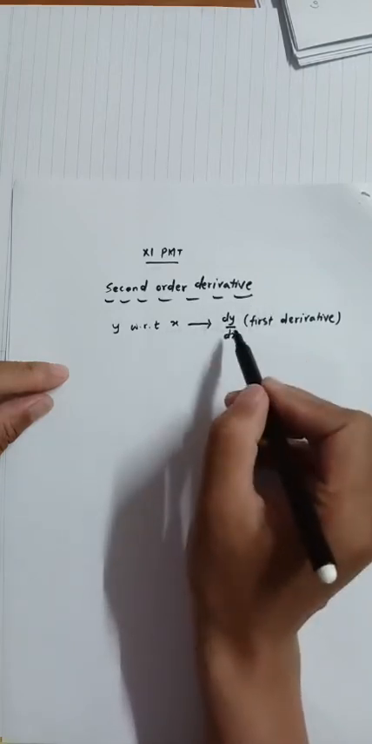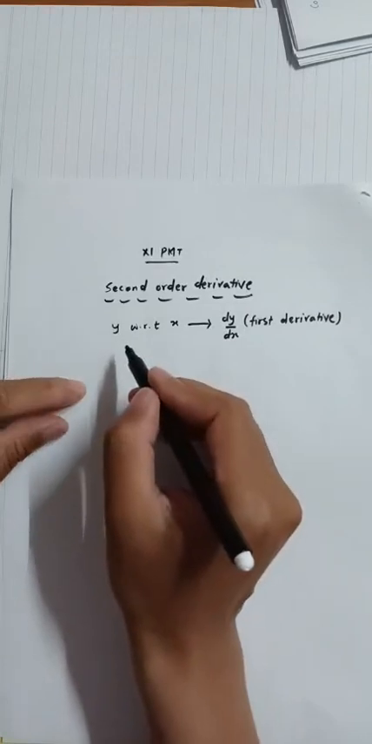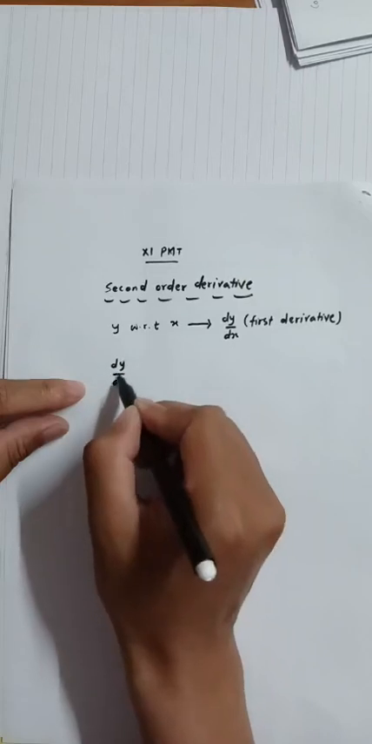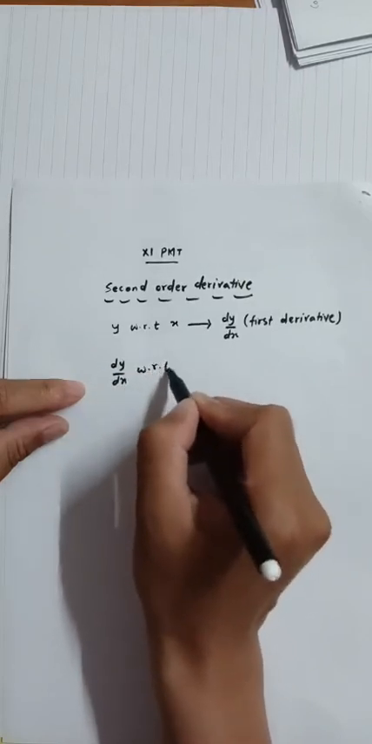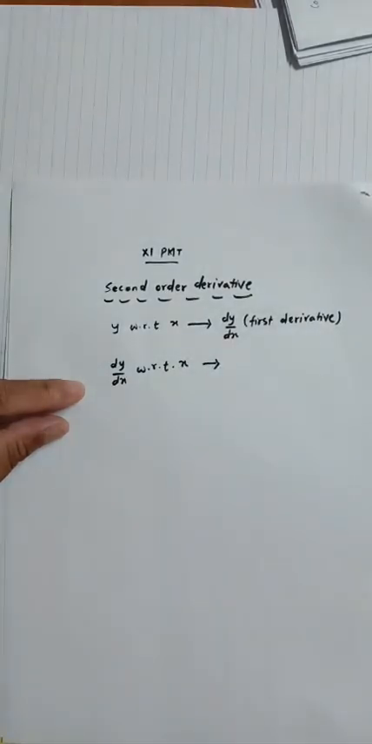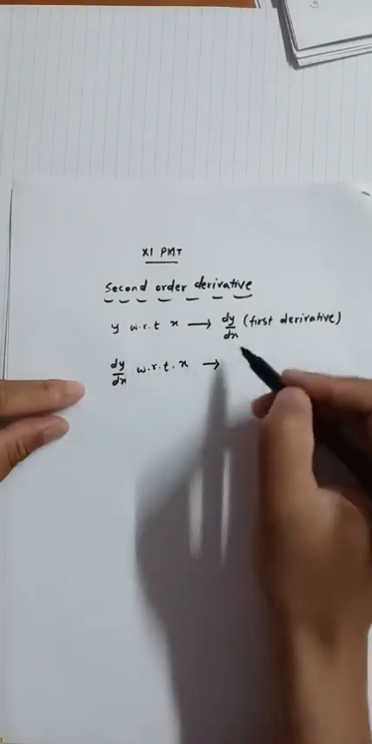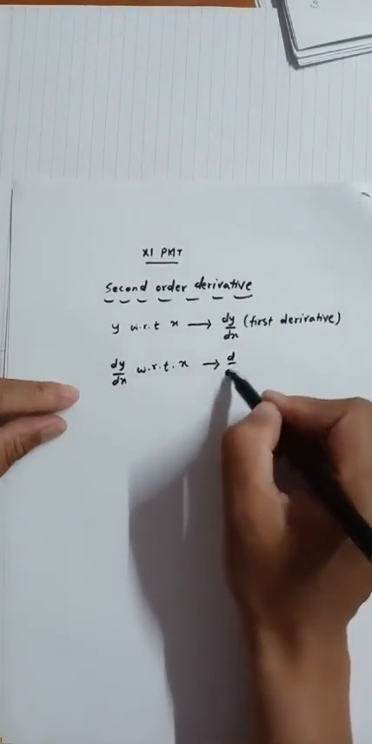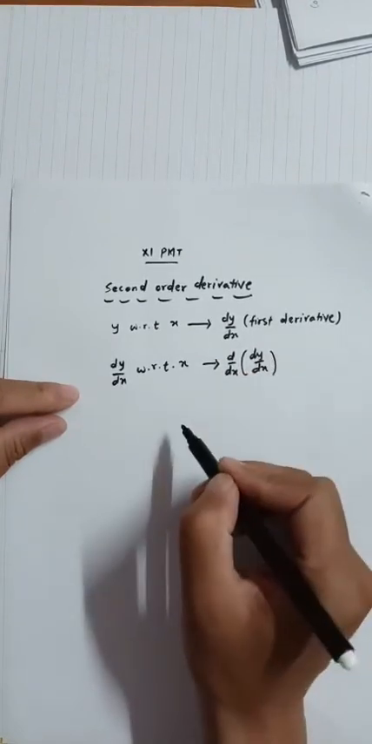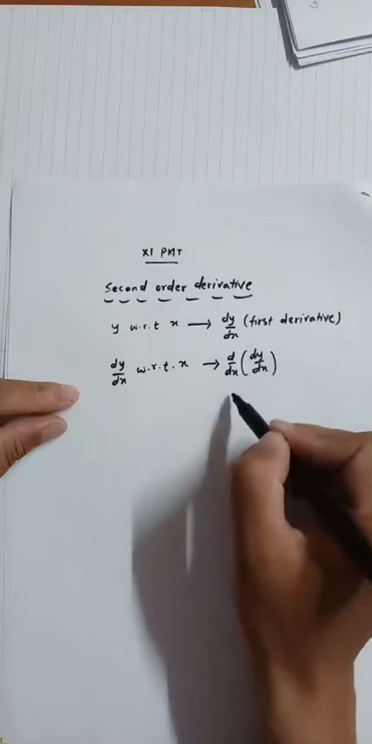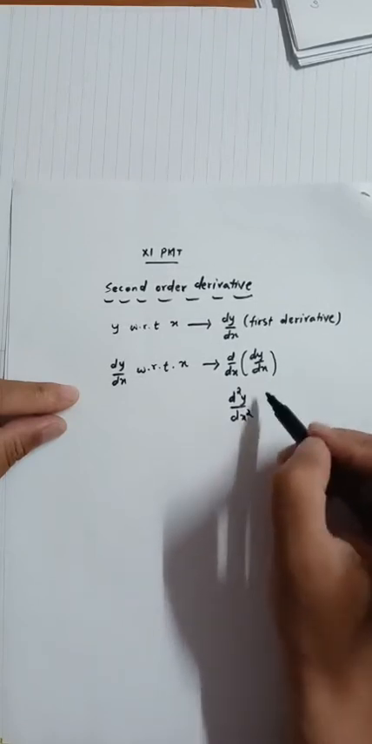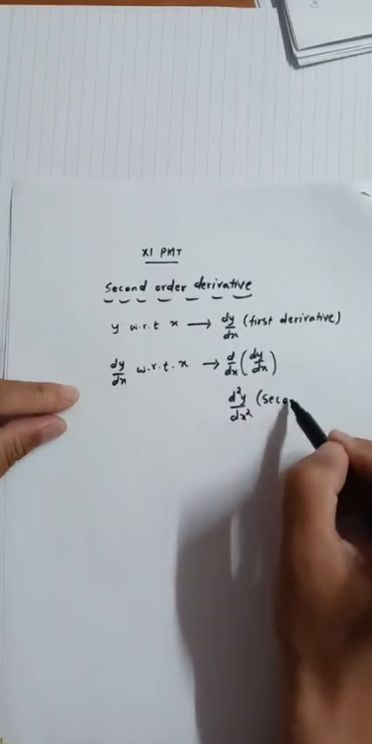After differentiating the function, we differentiate a second time. So when we differentiate dy over dx with respect to x, we get the derivative of the first derivative, that is d by dx of dy over dx. This will become d2y by dx square. This is called the second derivative.